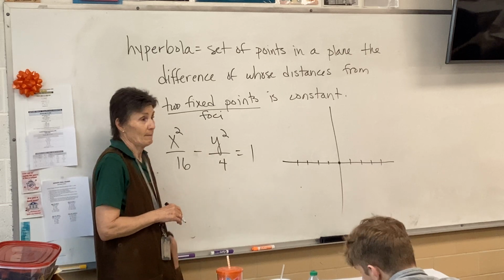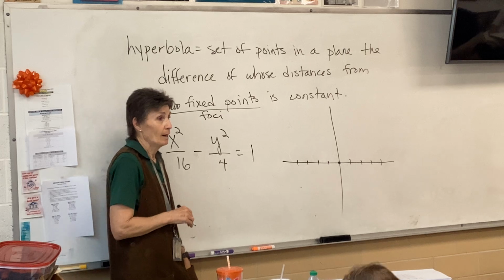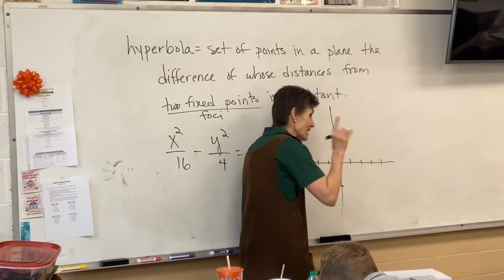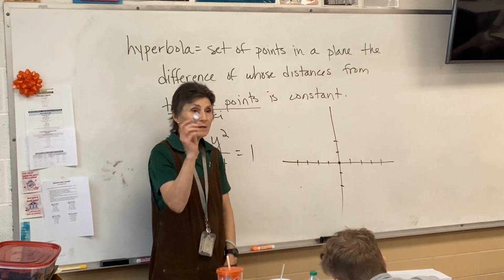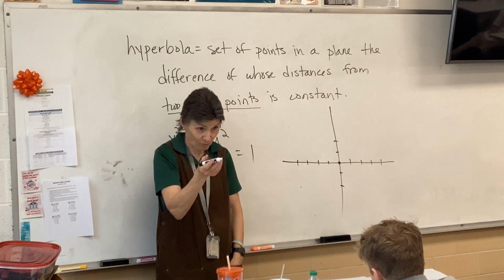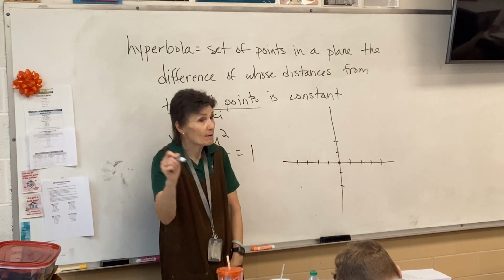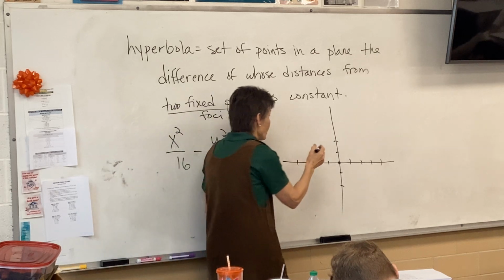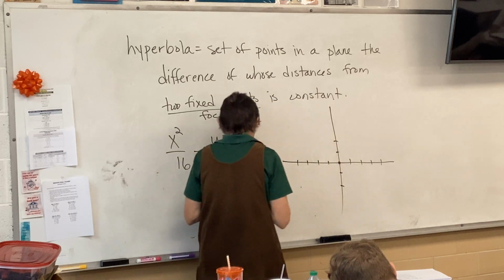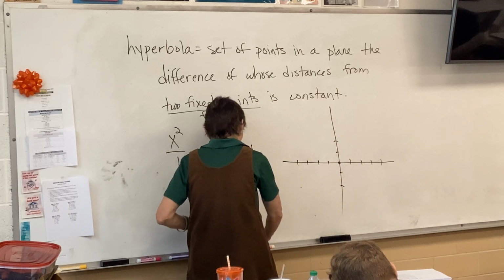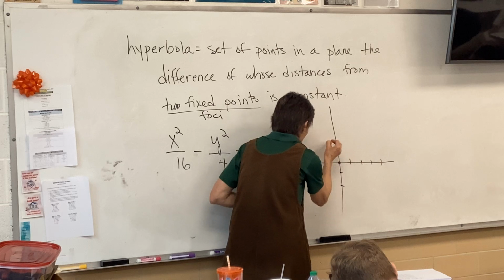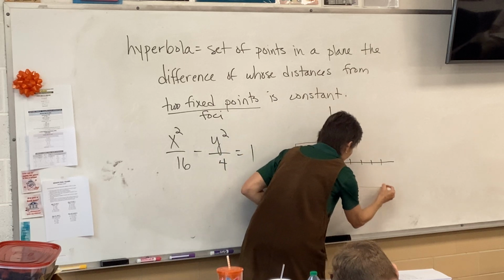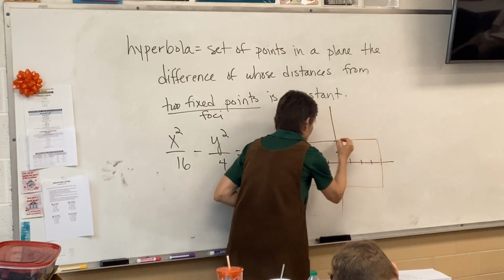What does that 4 tell me? Up and down 2. Yes. Let's do that. Now yesterday, remember when you connected those, we call them vertices, and you connected them with an oval? Today, we're going to connect them with a box. Okay? So I want you to draw a rectangle through this.